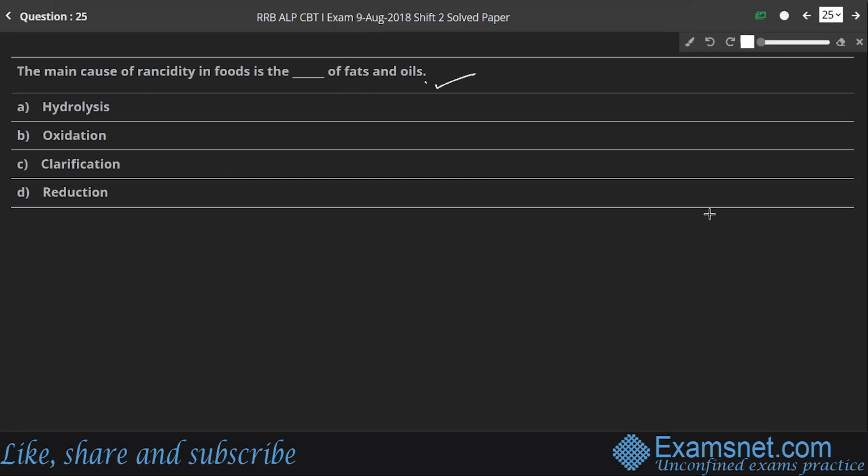Question 25. The main cause of rancidity in foods is the dash of fats and oils. Hydrolysis, oxidation, clarification, and reduction. So here, the main cause of rancidity in foods is the oxidation of fats and oils. When fats and oils in food oxidize, the taste and smell of the food changes. This is called rancidity.